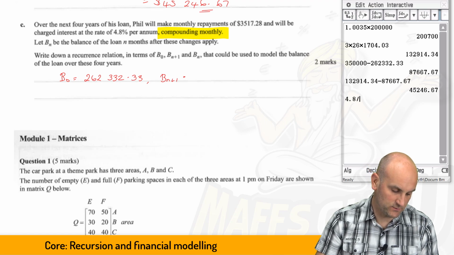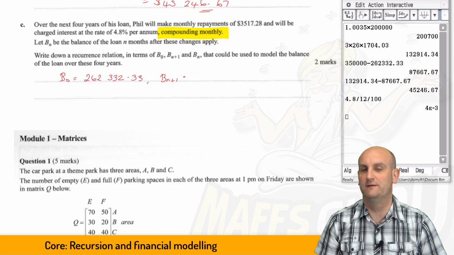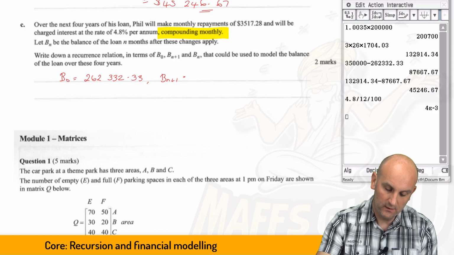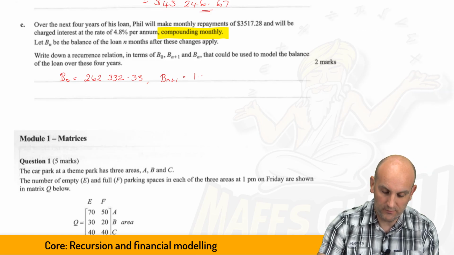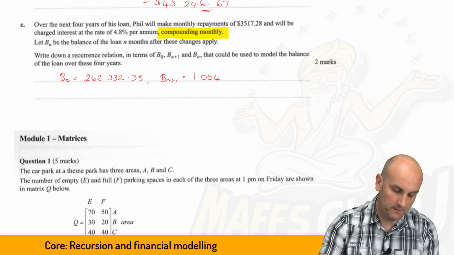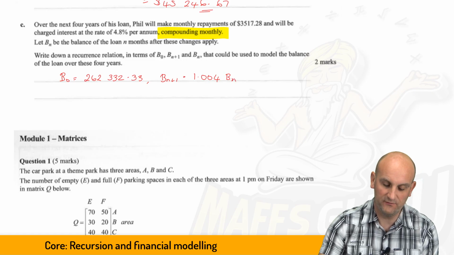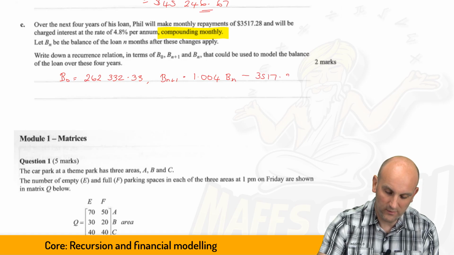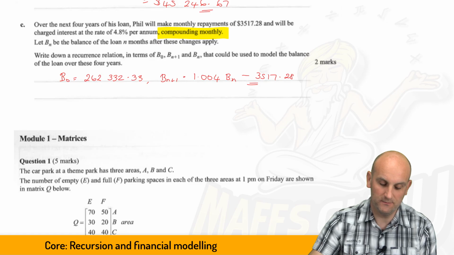I'm going to divide that by 12 and divide that by 100. That's going to give me 4e minus 3, which is just 0.004. So I know my multiplier now is 1.004. I'm going to multiply that by the previous month's value, and then I'm going to subtract from that 3,517.28. And there we go, there's my 2 marks.